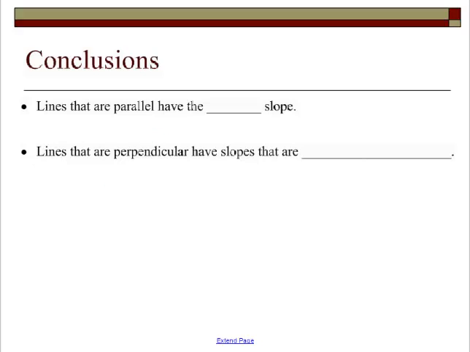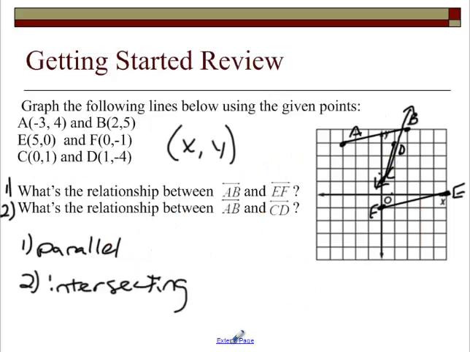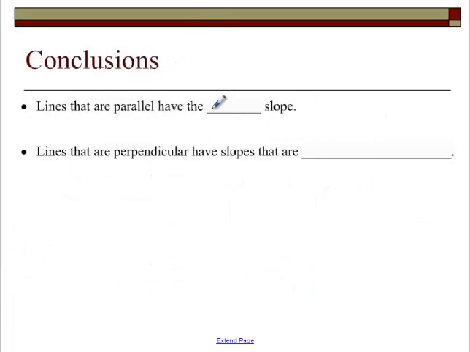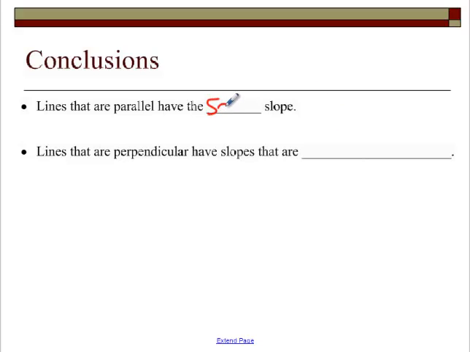Now, take a look at these. If you notice, these points here are actually the points that we graphed here. So when we look at them, we saw which two were parallel, and we saw that this one was intersecting. So lines that are parallel was AB and EF. What do you notice about their slopes? Well, they're the same.